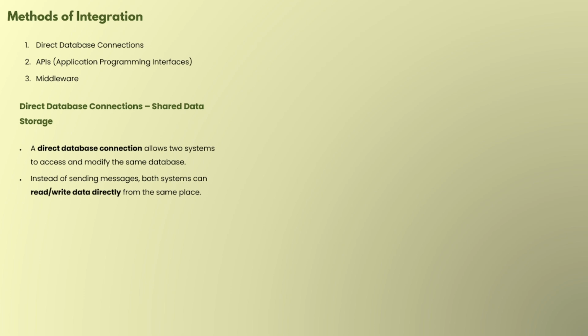A direct database connection allows two systems to access and modify the same database. Imagine two systems or two software, like a loan management system and a customer relationship management system, both needing to use the same customer information. Here, instead of sending messages, both systems can read and write data directly from the same place.